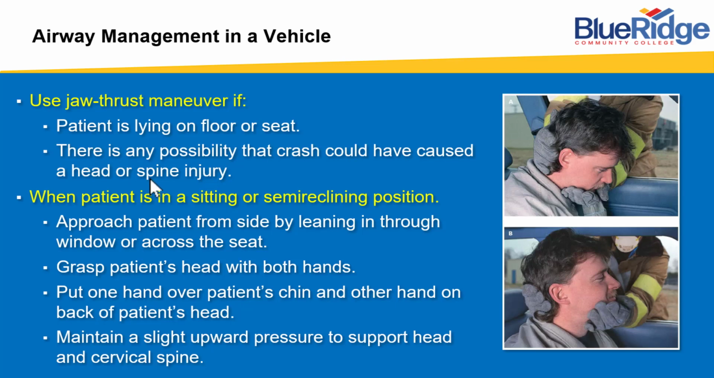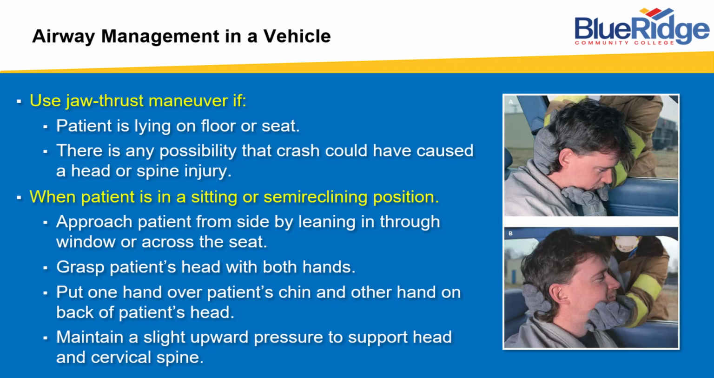Same thing for victims in a car. If we can't see inside their body, so we don't know if there are spinal injuries, we're going to try to use the jaw thrust maneuver if possible. Sometimes, due to the nature of the accident and deformity of a vehicle, we may simply not be able to do that, and we just have to adapt and improvise the best we can. When the patient is sitting or in a semi-reclining position, we'll approach them from the side of the vehicle that they're in, lean through the window or across the front seat. We'll grasp the patient's head with both hands.